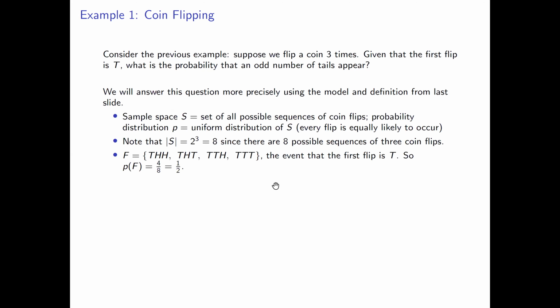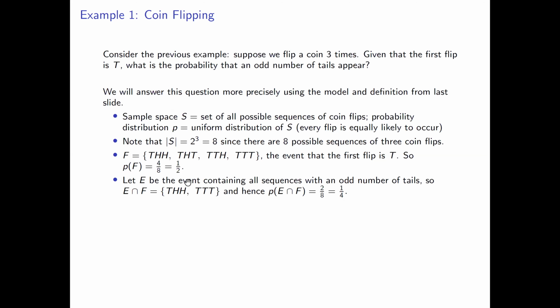Right. And so what is our event F that we're conditioning on? Remember, F is the set of all outcomes where the first flip is T. And since we're using the uniform distribution, we can calculate the probability of F, which is, well, I have 4 elements of F, and my set S, which is the larger sample space, has 8 elements. So the probability of F is 1/2. And then remember, E, which is the event we want to know the probability of, is the event that contains all sequences with an odd number of tails.